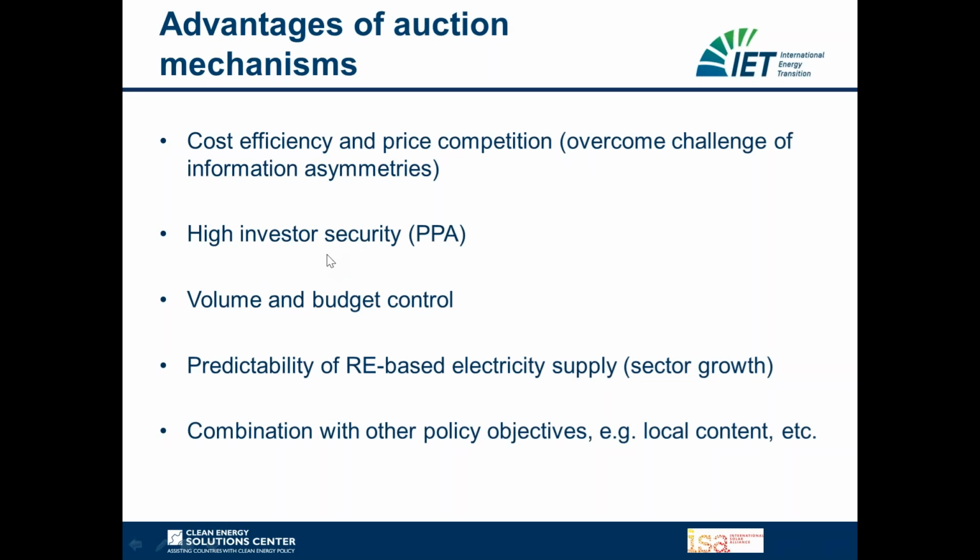High investor security is, of course, also a large advantage. I already mentioned that the discussion has now shifted from RPS versus feed-in tariffs more towards auctions versus feed-in tariffs, because auctions and feed-in tariffs both generate a high security for the investor, because usually both result in long-term power purchase agreements over 20 years or more, sometimes even 25 to 28 years for solar PV. What is also at least a theoretical advantage of auctions is that you have more control over the volume, always assuming that each of the projects that has been offered will also be built.